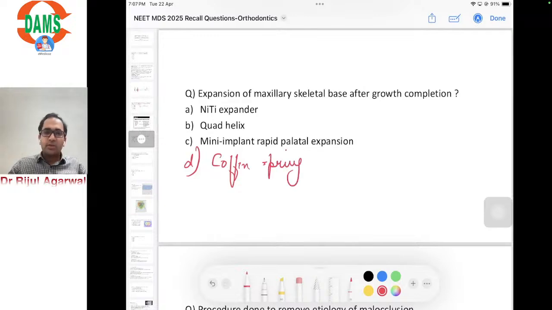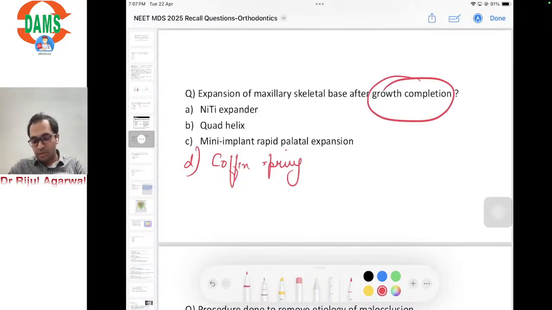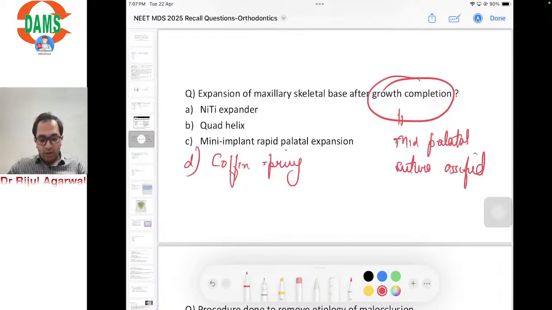Okay, so that simplifies our task even all the more. Expansion of the maxillary skeletal base after growth completion. The term "growth has been completed" means the transverse or mid-palatal suture has ossified, has fused. So none of these appliances, that is the NITA expander, quad helix or coffin spring, will work, because they all work on the principle of an unossified transverse suture to bring about slow maxillary expansion. So the best or correct answer here would be mini implant assisted rapid palatal expansion.